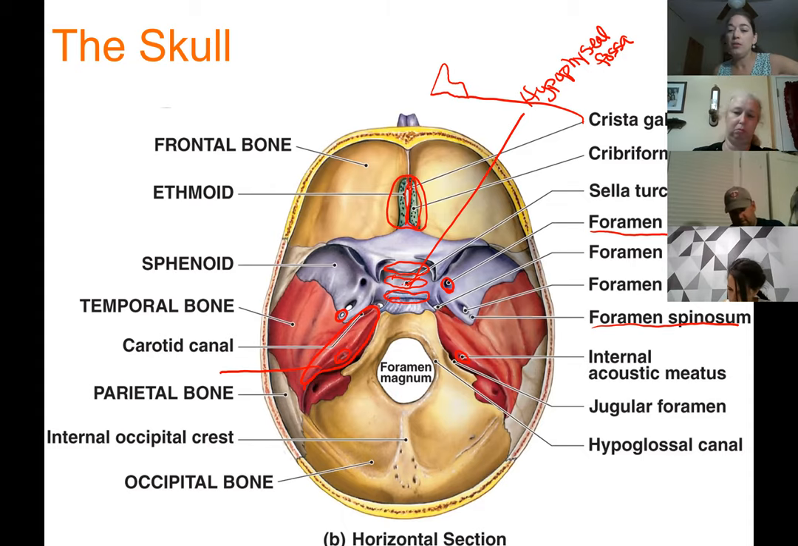Guys, I think we got through the major stuff of the skull. Teeth, I will let you look through that part on your own. We're not going to lecture on the teeth, but you need to know the difference between incisors, cuspids, bicuspids, and molars. This is just the basics. I'm not going to have you identify them.